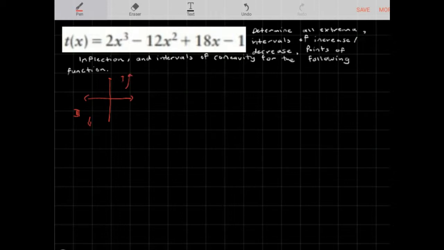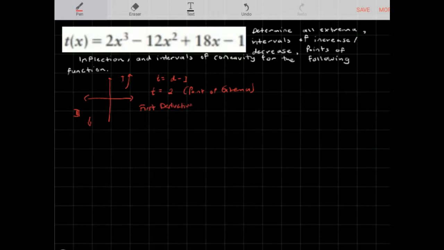You should also expect 2 turns, and a turn is an extrema, right? And the maximum number of turns is equal to the degree minus 1. So we should expect 2 turns, right? So that means, and a turn is a point of extrema, right? But calculus is really useful because we can actually determine what these points of extrema are. Okay, so let's start with the first derivative test.